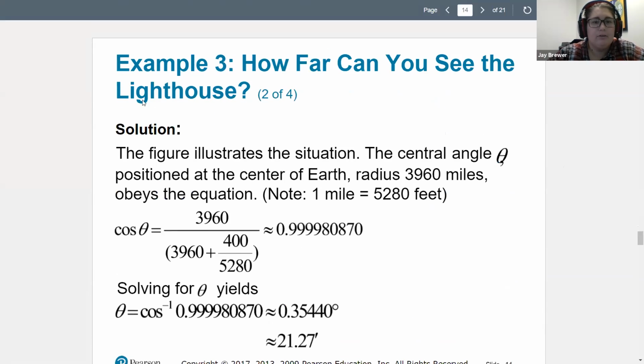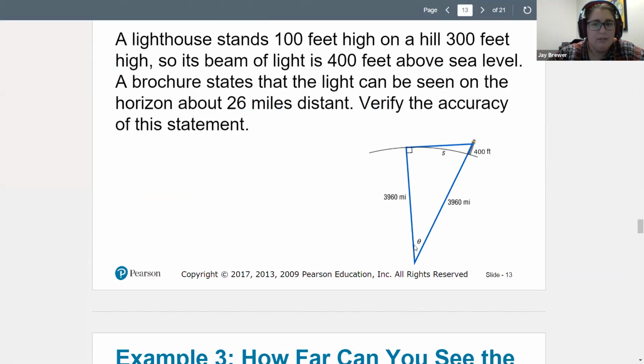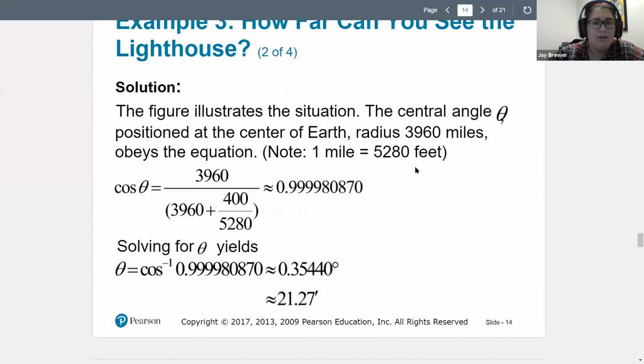So if we take a look, we know that theta is the central angle positioned at the center of the Earth. You can literally tell that. They have sliced the Earth. Here's the lighthouse at 400 feet. And so we know that the radius of the Earth is 3,960 miles. We have to add in the height of the lighthouse.